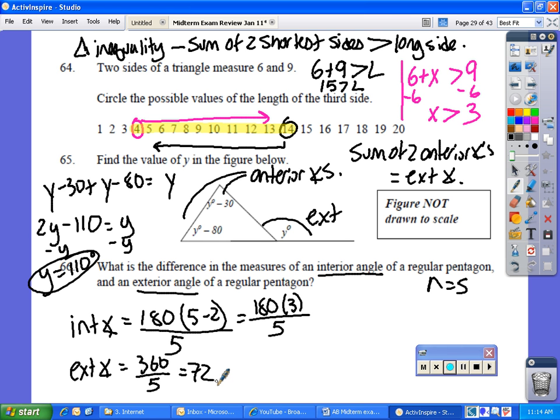So 180 times 3 is 540, divided by 5 is 108. That's the interior angle. And the exterior angle is 72, so the difference, meaning subtract, is 108 minus 72, which is 36 degrees.